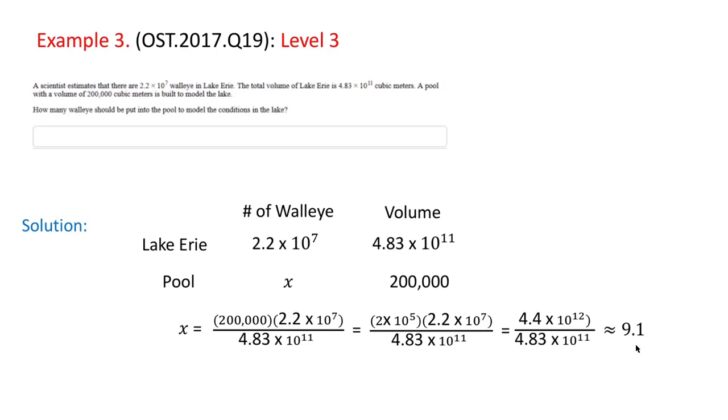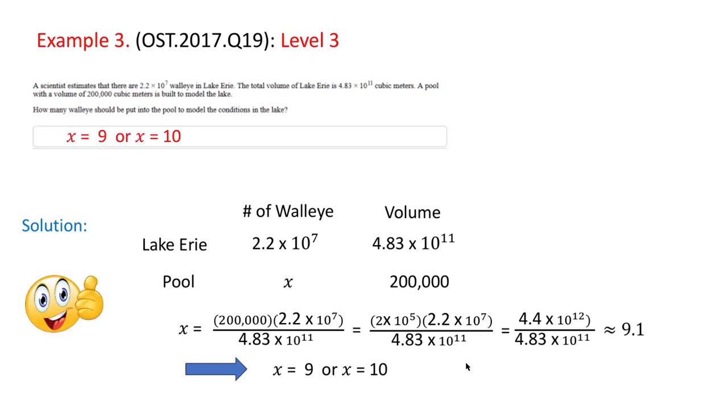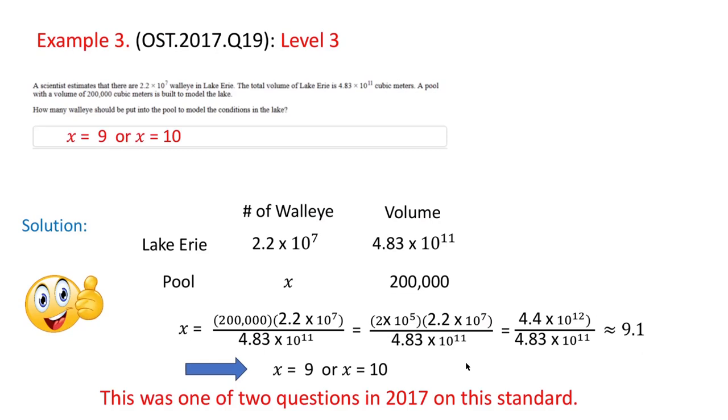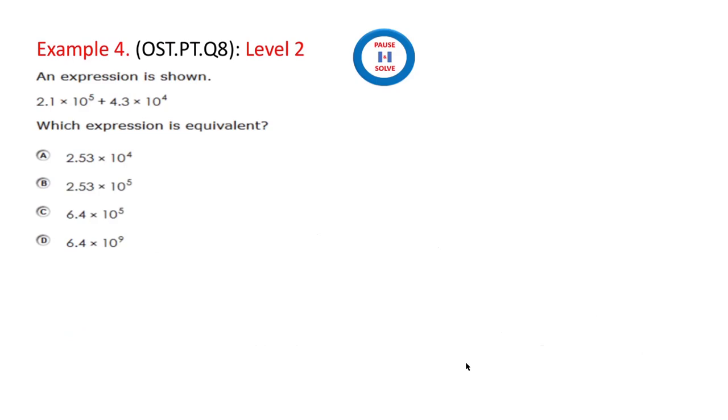So you can't really have 9.1 fish. So your answer could be 9 or 10, and the department accepted either one of these answers. So you can say x equals 9 or x equals 10, or you put 9 or 10 here, because I coded x here. This was one of 2 questions in 2017 on this standard.